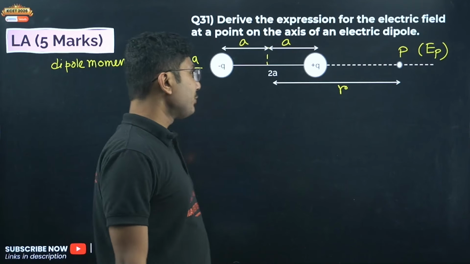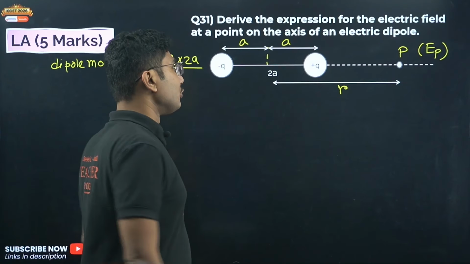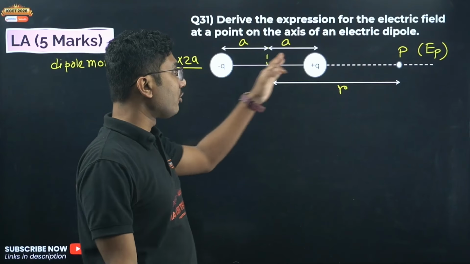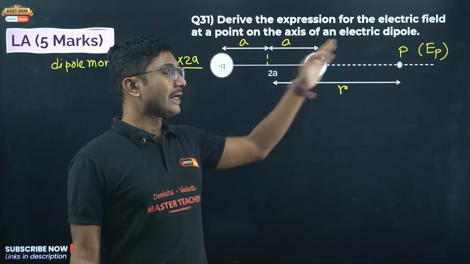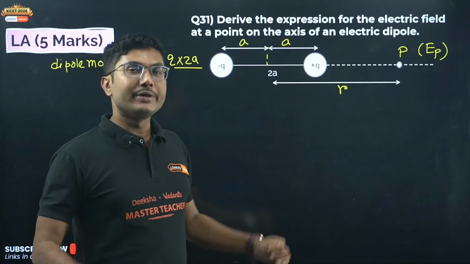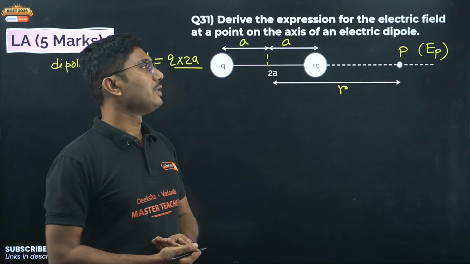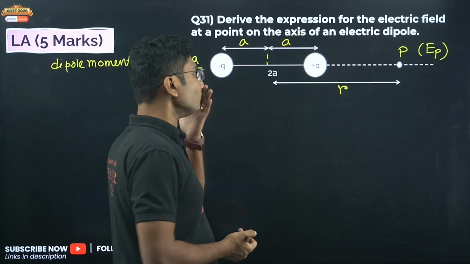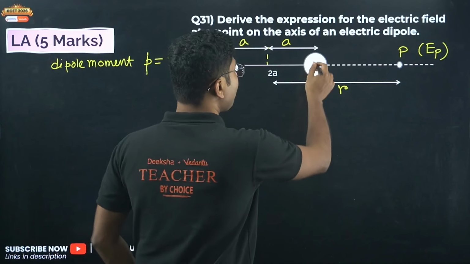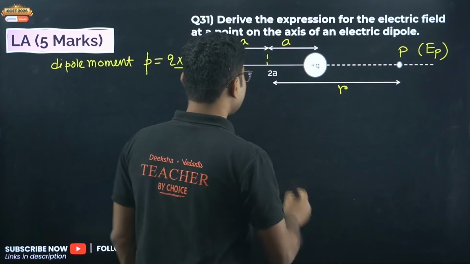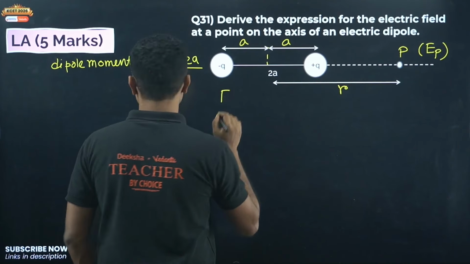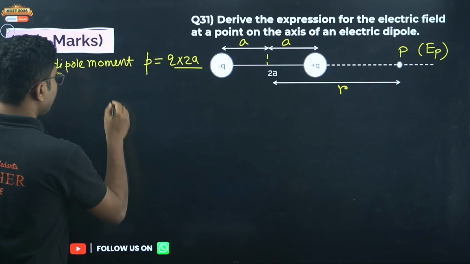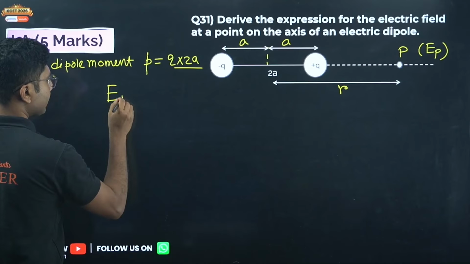Now first, how to calculate the electric field. To calculate the electric field, we will find the electric field due to the positive charge and due to the negative charge individually, and we will try to understand the direction of these 2 electric fields, and then add them up to find the net electric field. So the electric field due to the positive charge first.